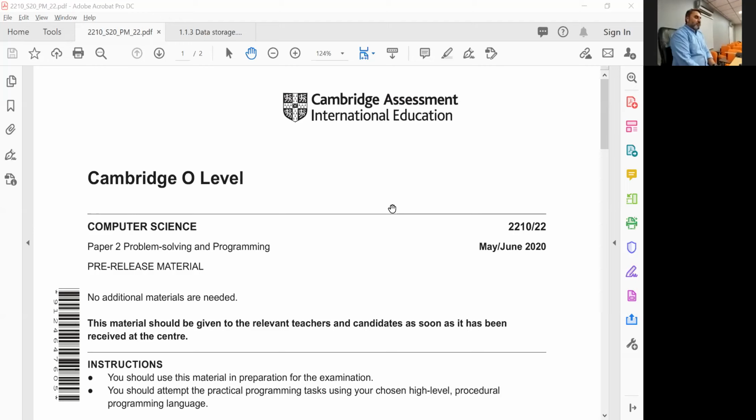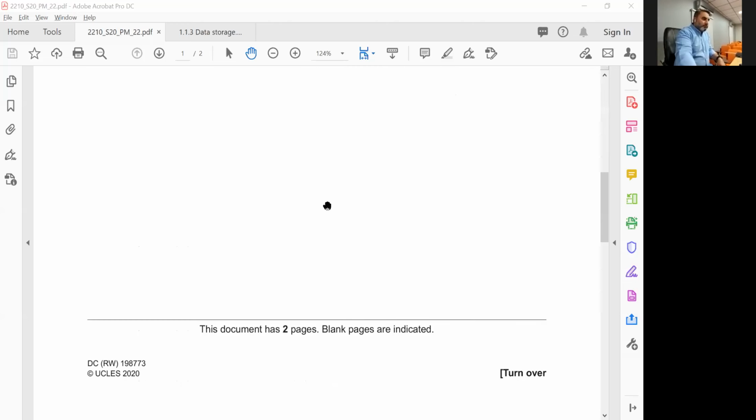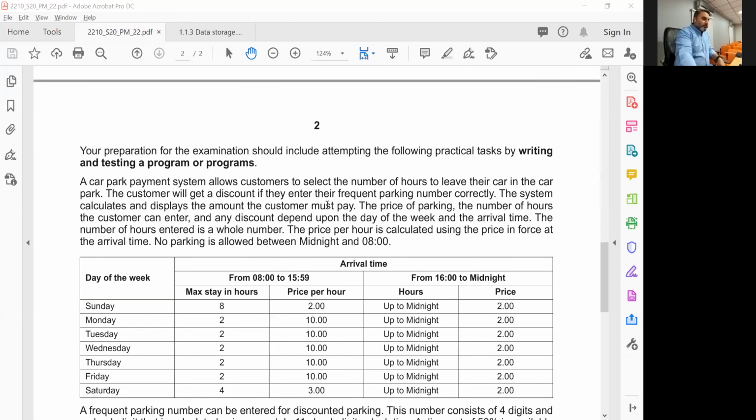So let's start. First of all, it starts with your preparation for the examination should include attempting the following practical tasks by writing and testing. So remember, whatever the validation checks that we are programming further will be checked against the test data. So that will be the part of questions later. So it says that tasks by writing and testing a program or programs.